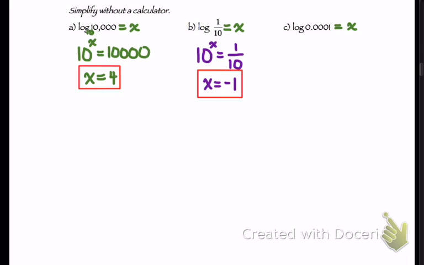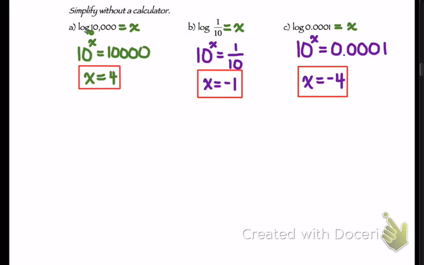Okay, letter C. I told you if you want to write that as a fraction instead, I think you should do that. What would that be as a fraction? Hopefully you can figure that out, right? Tenths, hundredths, thousandths, 10,000ths. So I could rewrite that as 1 over 10,000. So 1 over 10,000, make the bases the same, and I get to the answer, x equals -4.